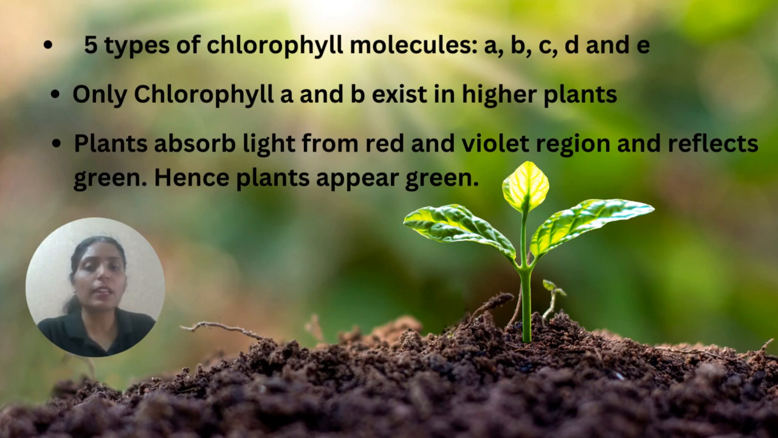Now, we all know that sunlight consists of a spectrum of the colors violet, indigo, blue, green, yellow, orange, red. Out of that, the green plants absorb only the red and the violet region, and they don't absorb green. Instead of that, they reflect the green color. Hence, plants appear green in color.